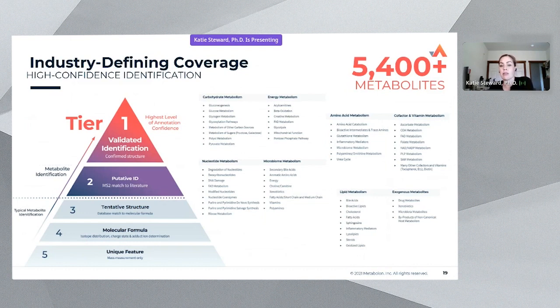So we're really talking about the biochemistry and the biology that's happening, and there's really not a lot of putative IDs or MS2 matches that were included in our library, so you really have a lot of confidence in our data, and it's the highest level of fidelity.